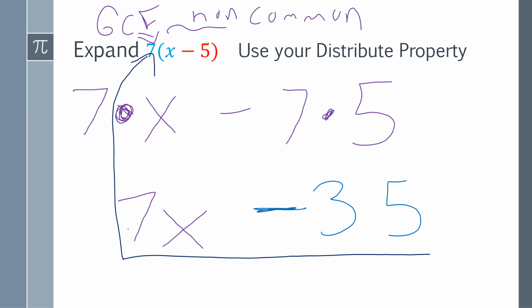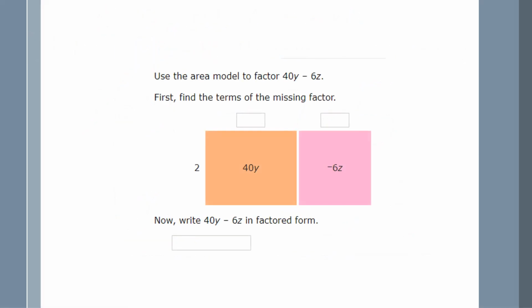Just like that. Brilliant job. And this is just more additional practice, which, find the terms to make this happen. So, how are you gonna make all this happen, y'all? So, you got 40y here. How you gonna make all that happen?